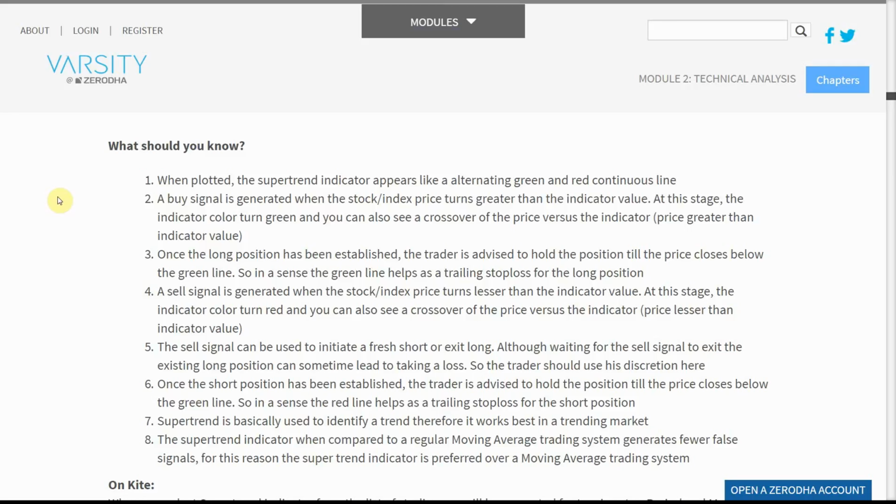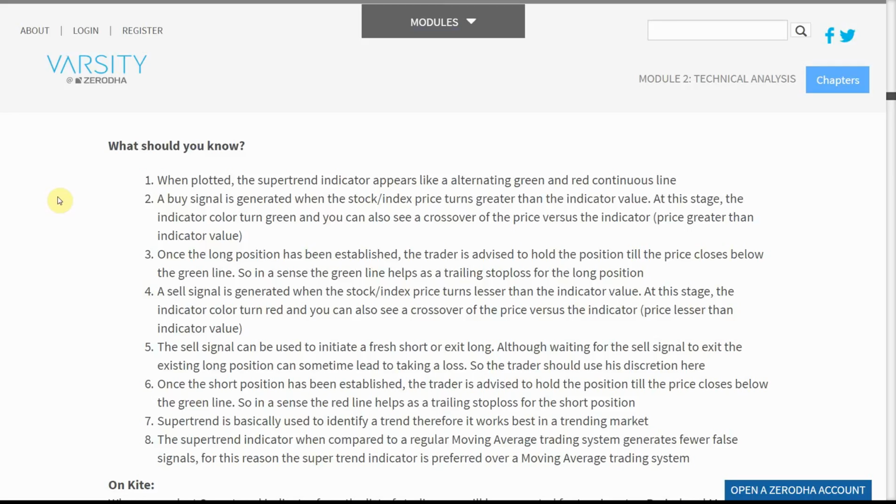A sell signal is generated when the stock index price turns lesser than the indicator value. At this stage, the indicator color turns red and you can also see a crossover of the price versus the indicator, price lesser than indicator value. The sell signal can be used to initiate a fresh short or exit long. Although waiting for the sell signal to exit the existing long position can sometimes lead to taking a loss. So the trader should use his discretion here.